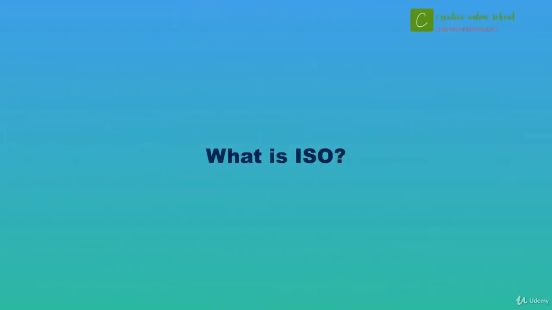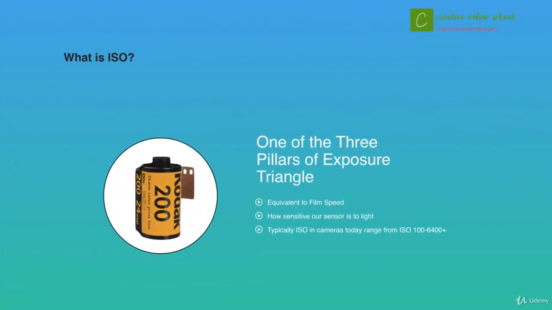This segment is going to be on ISO. So what is ISO? It's one of the three pillars of the exposure triangle that we've already talked about. It's basically equivalent to what film speed was if you've ever shot film. It's how sensitive our sensor is to light, and typically ISO in cameras today range from ISO 100 to 6400 or more.